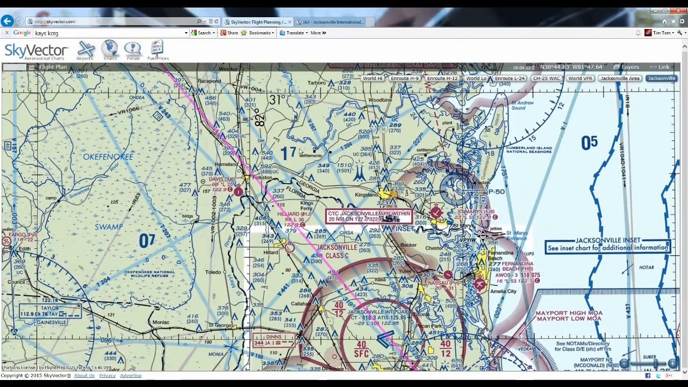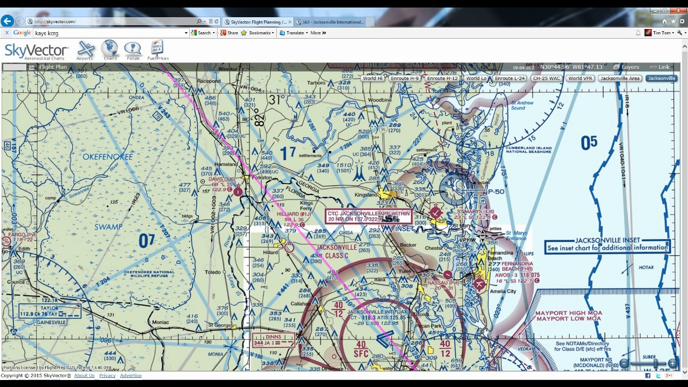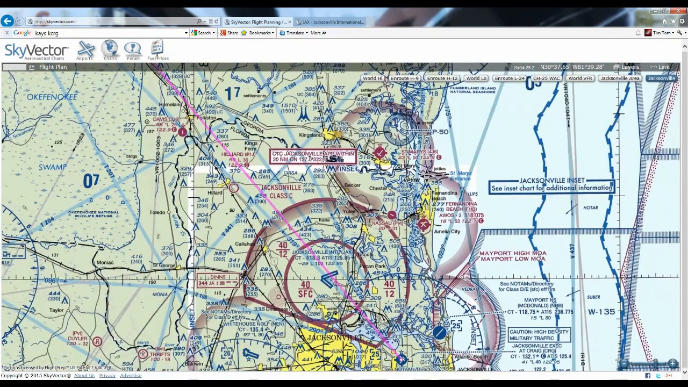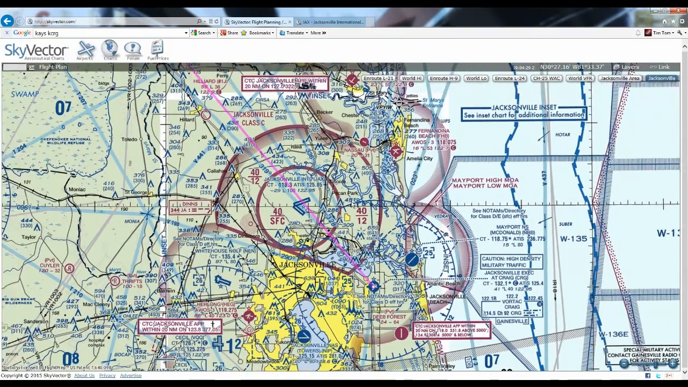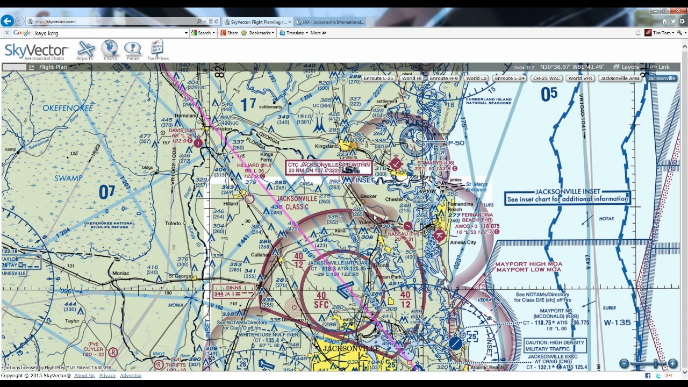So what we would do is, at some point prior to 20 nautical miles, we will call them and say, this is who I am, this is where I am, this is what I want to do. So let's say we were over Folkestone, and we wanted to contact Jacksonville Approach to get through the Class Charlie to land at Craig. Funny enough, this is what that actually sounds like.